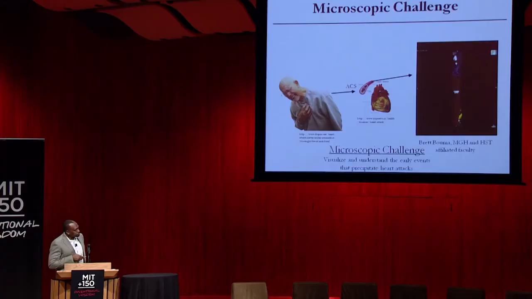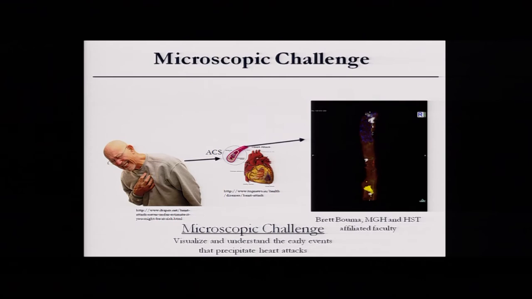And there's some very interesting work happening with my colleague, Brett Bouma, at Mass General Hospital, who is an HST, MIT-affiliated faculty member, where you can get very precise and pristine images of coronary arteries early on in the process. And you can see places where there are lipid-laden areas filled with cholesterol, places with calcium, and so forth. So that's one part of the challenge that I think will be part of the future. These types of studies, I think, will become routine in a not-so-distant future.